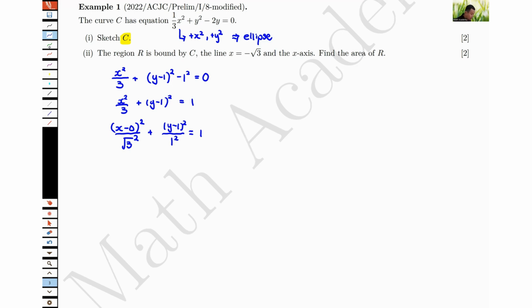Okay, so what are the features of my ellipse? Where is the center? The center is when you let the numerators be 0. I will get 0, 1. You read off the denominators as your width and height of your ellipse. So the width is root 3. My height is 1 unit.